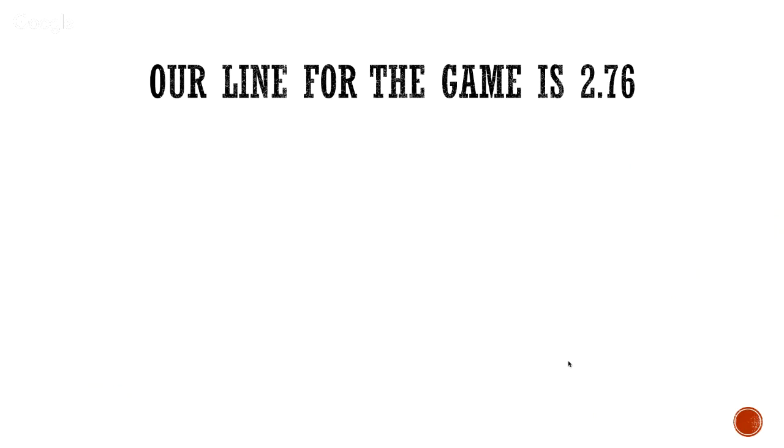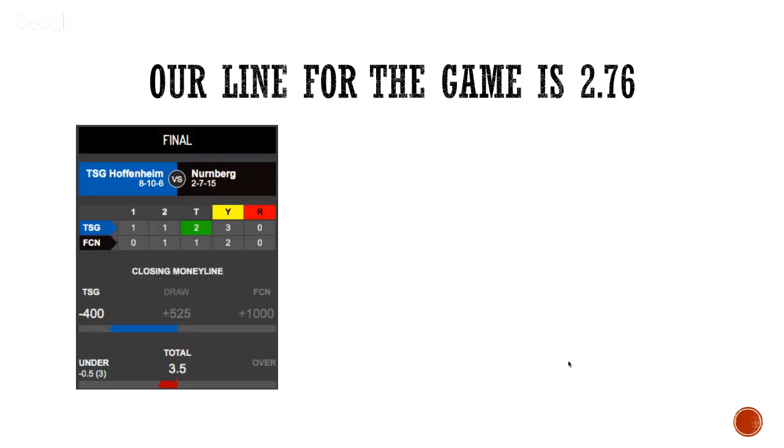So again, I just said that our line for the game is 2.76. Now, the actual line for this game, you can look down below, is 3.5. So here's how we do the math. Obviously, our line is lower than that line, correct? But we have to figure out what margin that is.